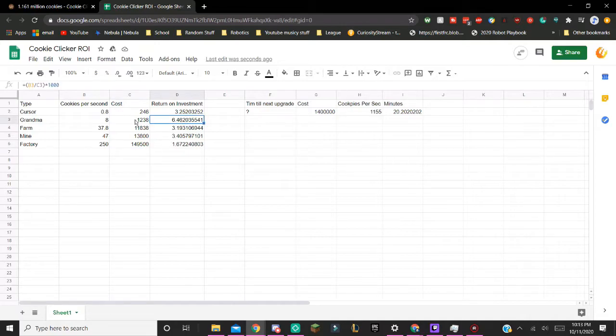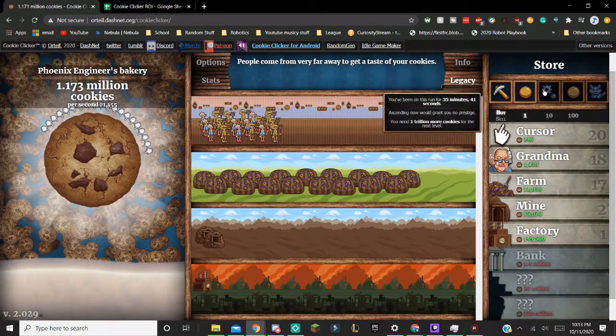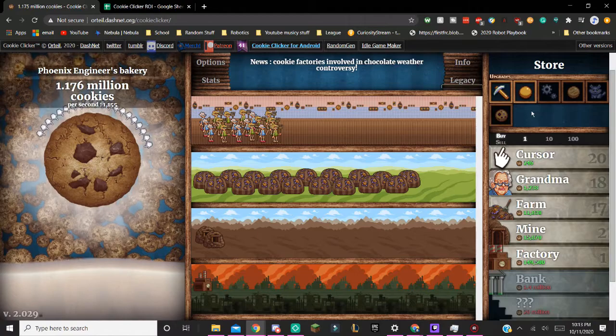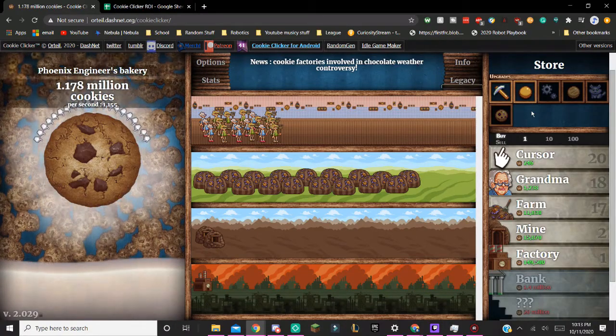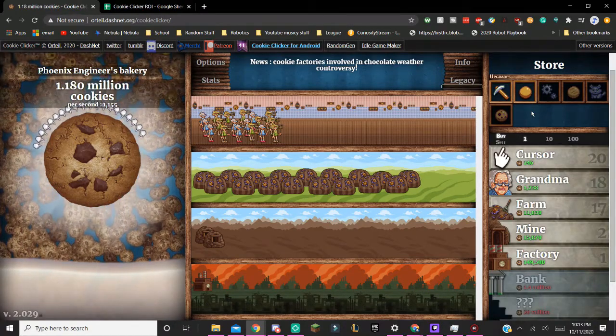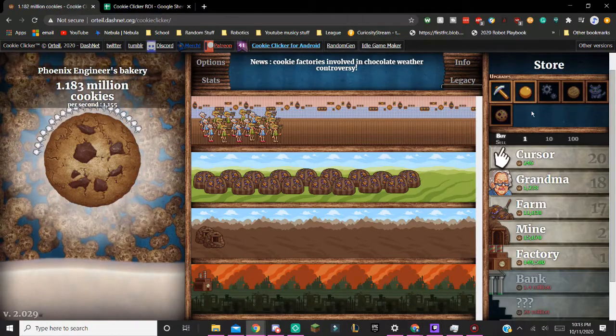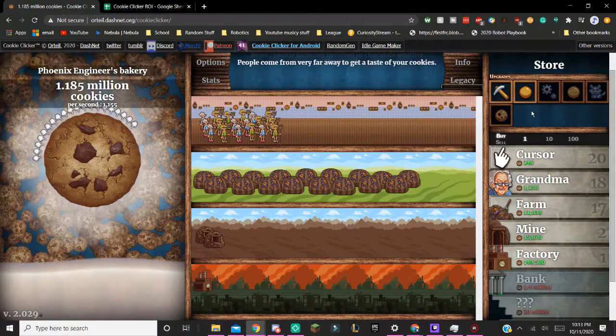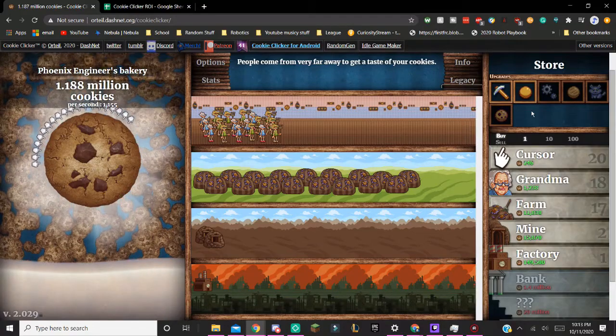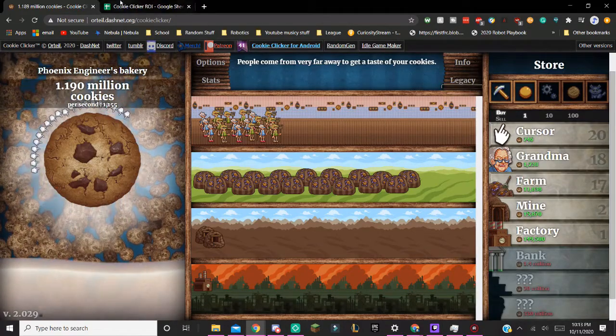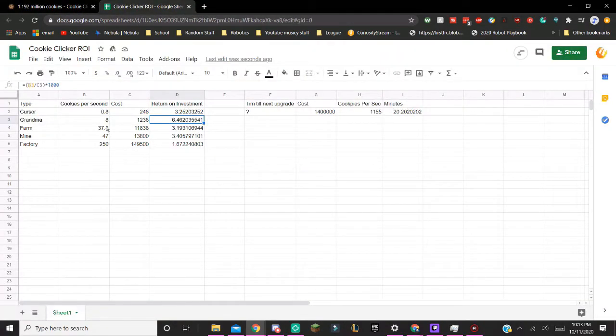One of the highest is the grandmother, which is the second cheapest, yet has the highest return on investment, partially because of these boosters. So, in the store, you can get boosters to help make certain types produce more cookies and be more efficient. And they're almost always worth it if you can afford it, because they make the return on investment go up a lot, but they don't increase the cost in the process.